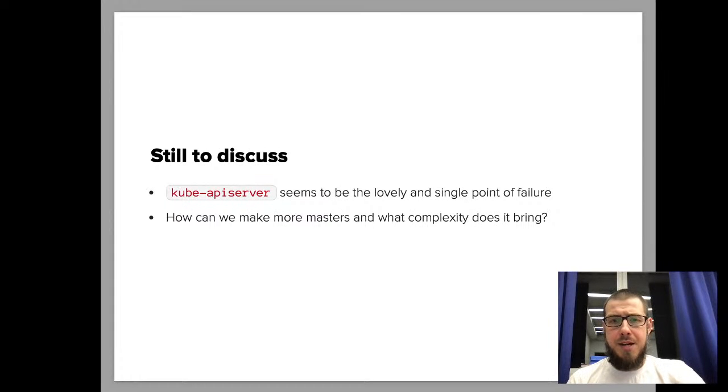Okay, so still to discuss, we have to understand one thing: the Kube API server seems to be the lovely single point of failure. And there is an interesting point: how can we make more master nodes and what complexity does it bring? Because when you have one master, it's a very simple setup, but it has a single point of failure, and we are building a cluster to not have a single point of failure. So we have to create more masters and understand which complexity it brings, because there are interesting things.